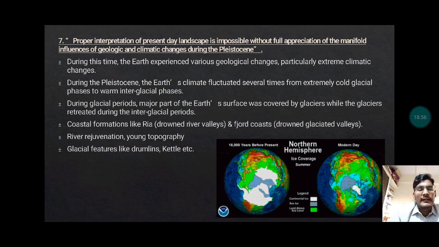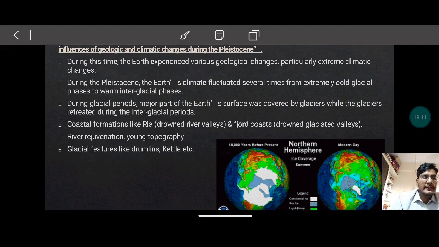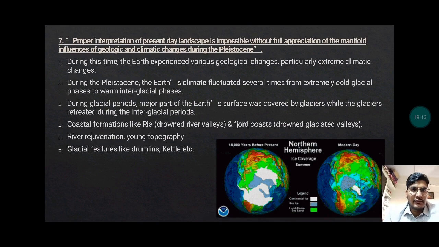The last examples are glacial features, for example, drumlins and kettles. Earlier they were unseen or assumed features during the Pleistocene period because they are beneath the Earth's surface, but now they are visible. So that's why their origin lies somewhere in the Pleistocene period.